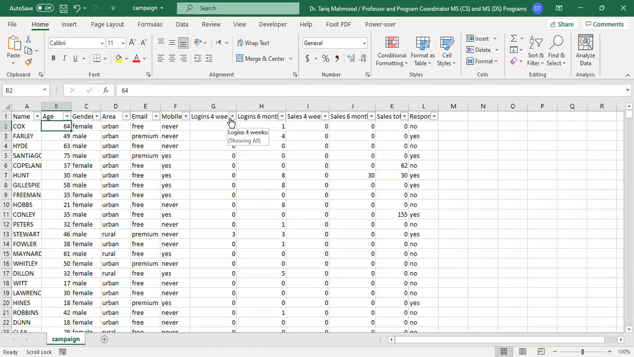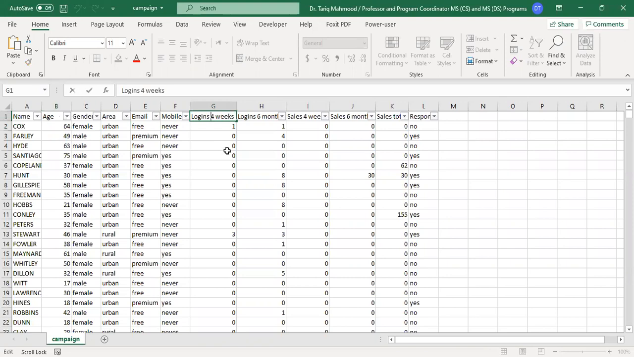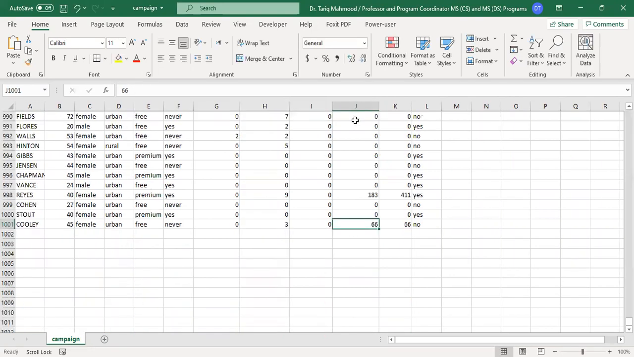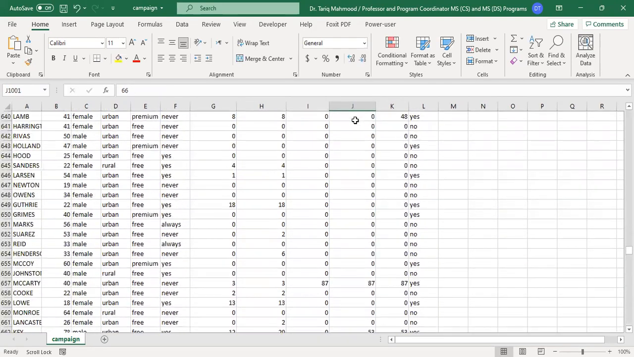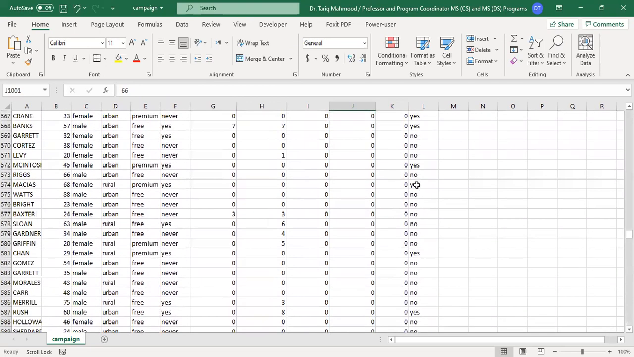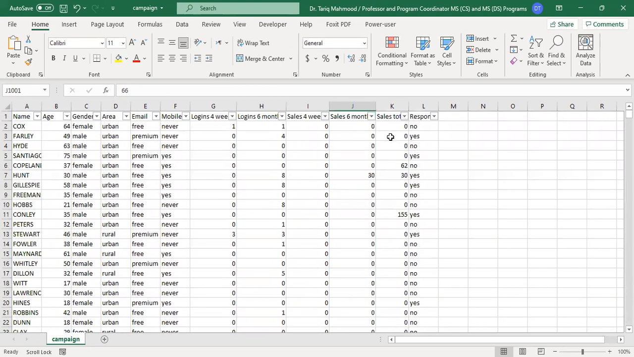And now this is the activity of the customers on the website. So if I have login, how many times the person has logged in the last 4 weeks, in the last 6 months, and the sales generated by the customer in the last 4 weeks and in the last 6 months, along with the total sales. So I calculate the total sales from sales 6 months and sales 4 weeks, I think.